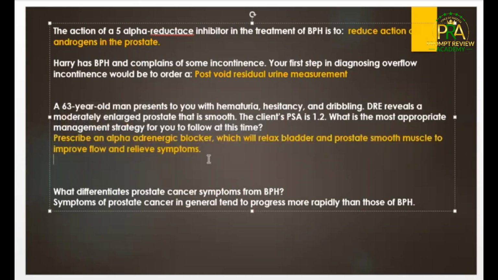Remember, those are the ones that help the urine to flow, your flow-max. I didn't say Fosamax. Fosamax is for the bone. You give it for osteoporosis. What I say is flow-max. Just use the word flow. Flow-max. It helps the urine to flow. So you give the alpha adrenergic blockers, which will relax the bladder and the prostate smooth muscle to improve flow and relieve symptoms. So pay attention to this, please. Alpha adrenergic blockers. That is what you give.